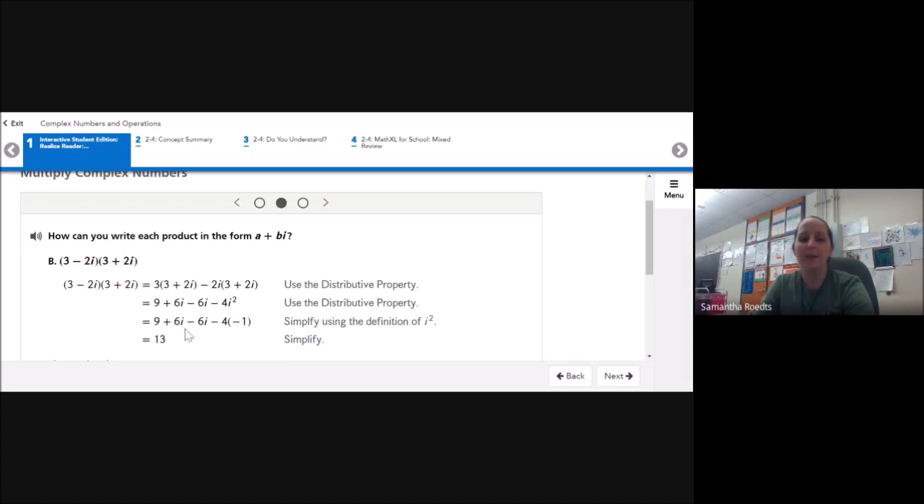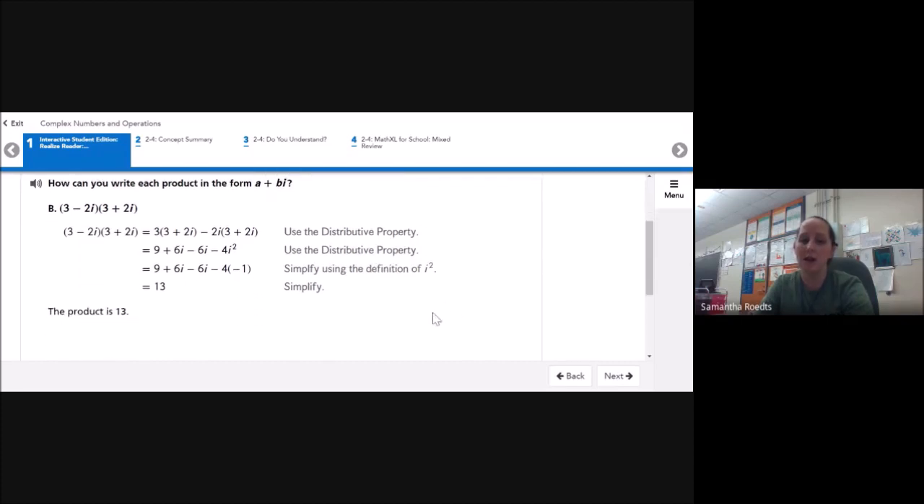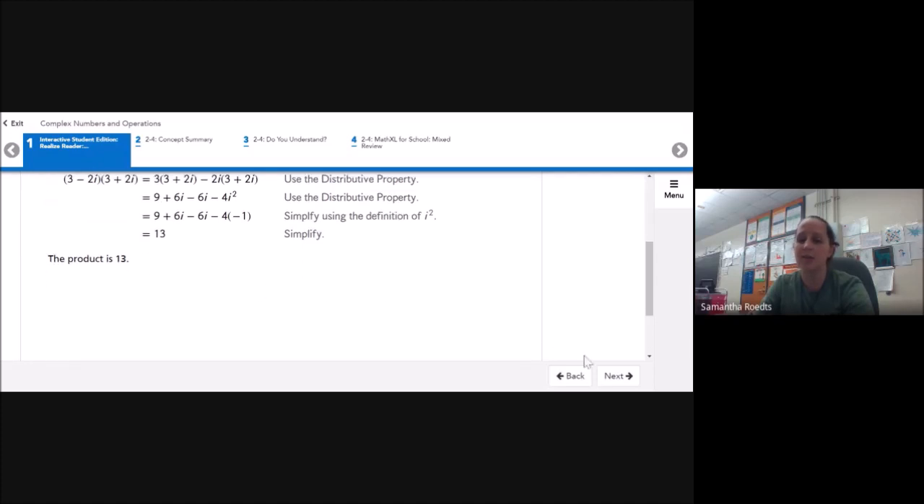So I get 9 plus 6i minus 6i. This is going to multiply to be positive 4. 9 plus the 4 gives me 13. And then 6i minus 6i cancels each other out. So the product is just 13.